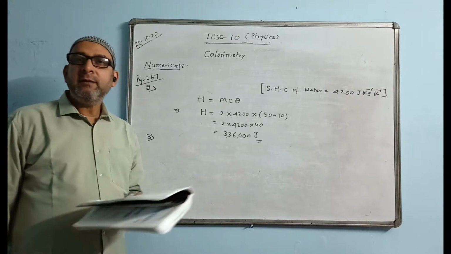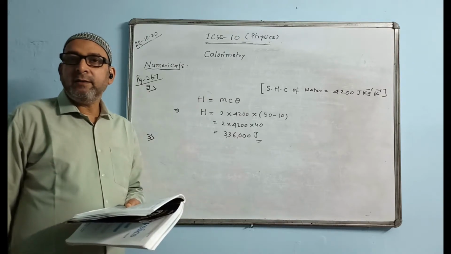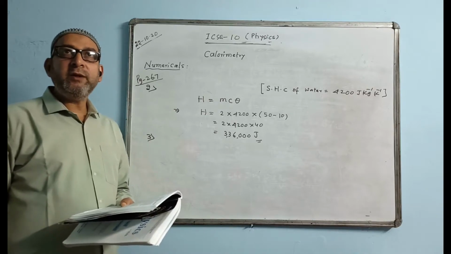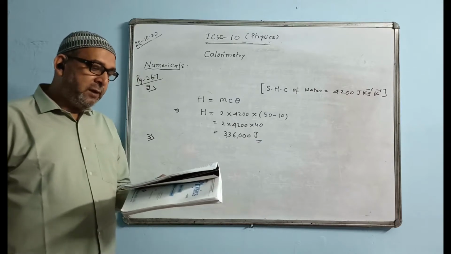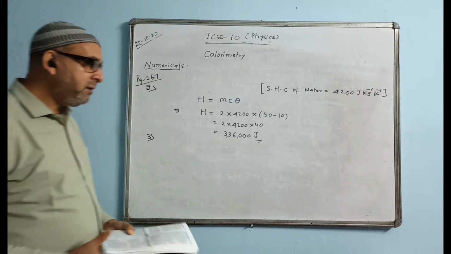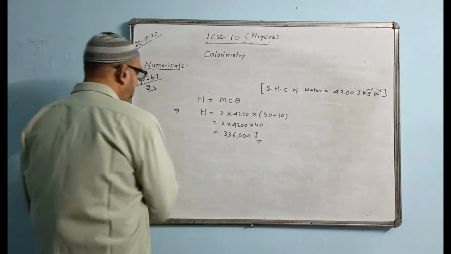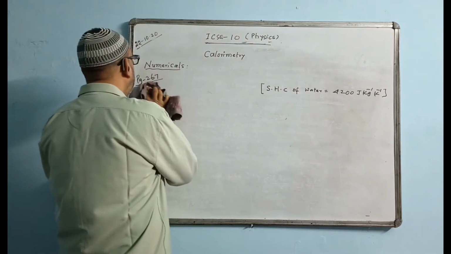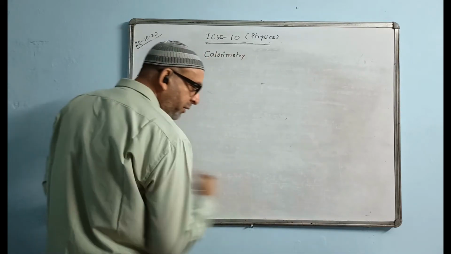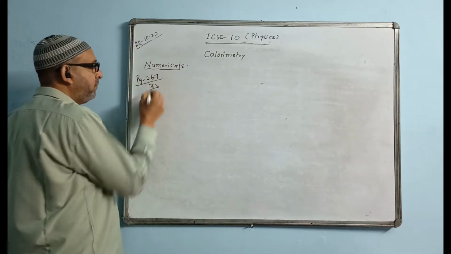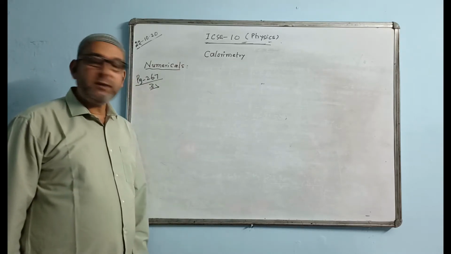in order to raise its temperature to 327 degrees Celsius. Calculate the SHC of the metal in SI unit. So that is the question. Now let us find the answer for it.